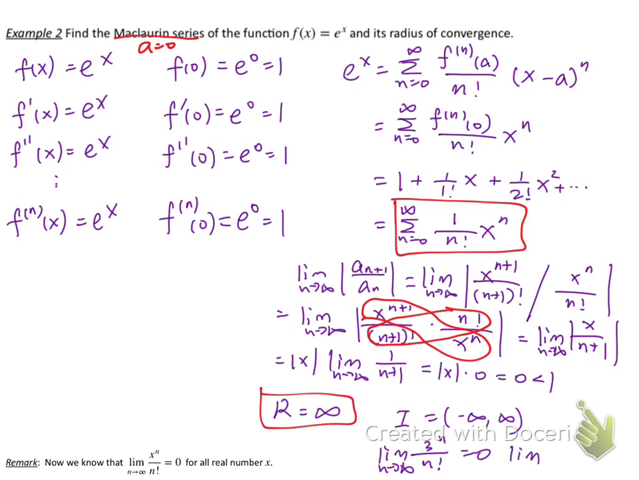And also, if you have alternating, say negative 2 to the n over n factorial, that's also 0. So pretty much exponential does not grow as fast as n factorial. Okay, that's example 2, but that sort of belongs to my remark.